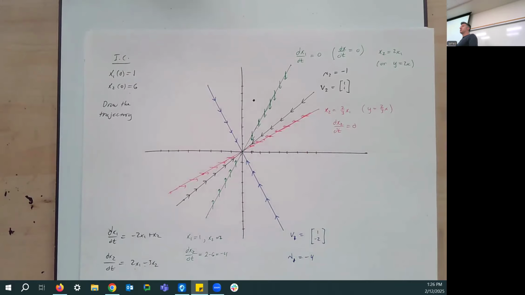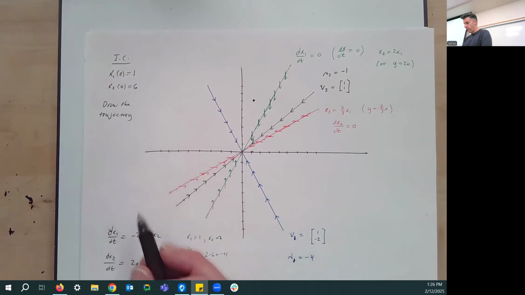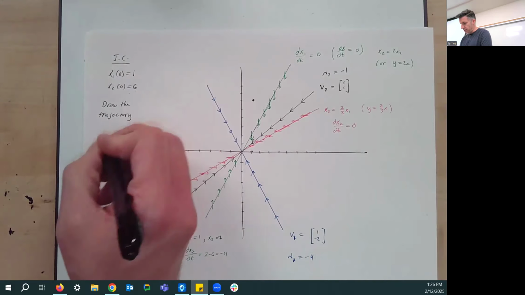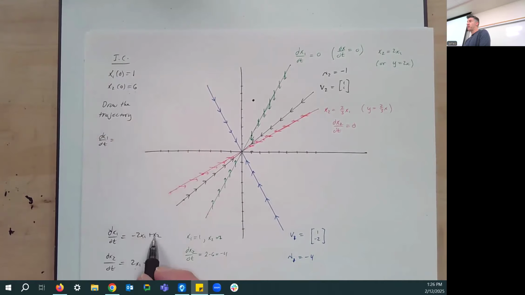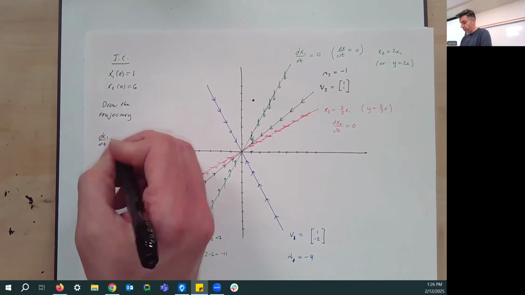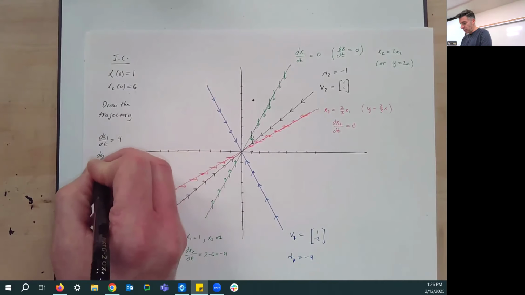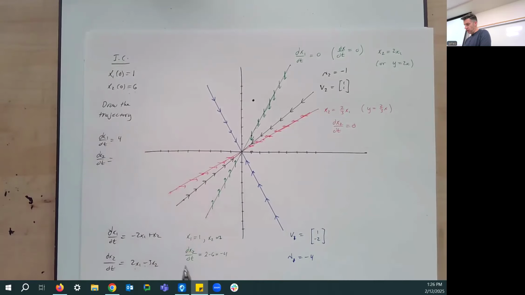Now, if it's not easy to see that, and it takes some practice, I will admit, I wasn't always as good at this because I learned this relatively recently. What you can do is you can just plug in your initial conditions to your differential equations. So if I plug in 1 for x1 and 6 for x2, my dx1/dt at that point is going to be -2 plus 6, which is +4. And my dx2/dt is going to be, let's see, 2 minus 18, which is negative a lot.